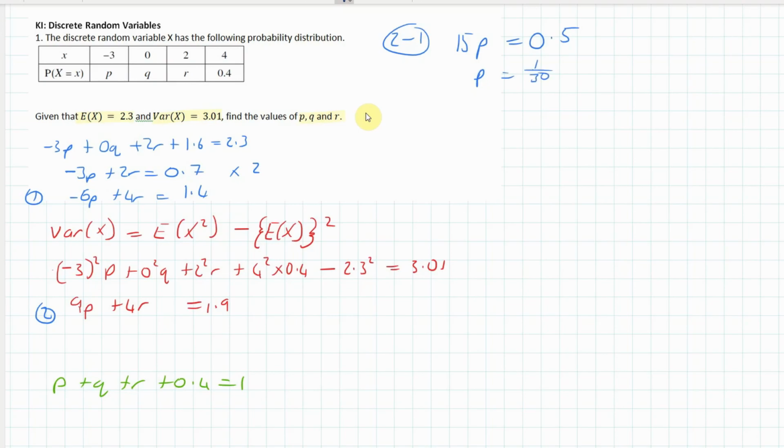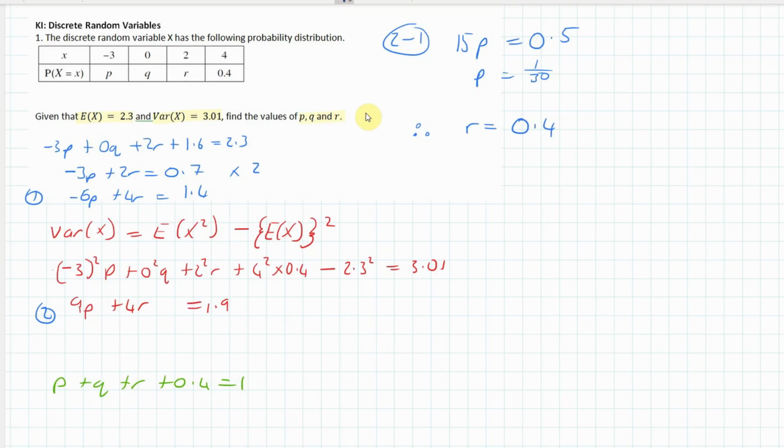Now, therefore, we can say r equals, and we substitute that in. So 9 over 30, 1.9 minus 9 over 30, which is 1.6, and we divide that by 4 to get r, and that's 2/5 or 0.4.